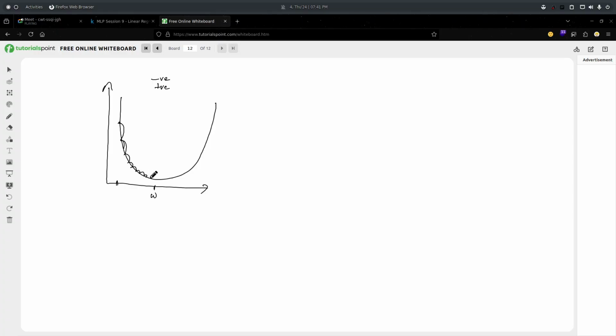And it will take a lot of time to reach the w. This is a problem which we face, and we handle this thing via the learning rate.